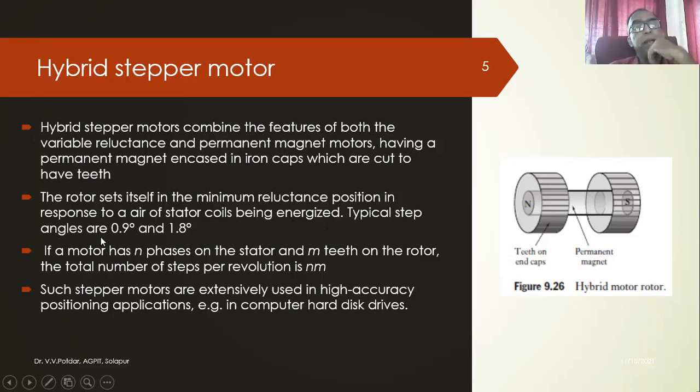Typical step angles obtained in this hybrid stepper motor are 0.9 degree and 1.8 degree. See, it can provide me the highest resolution, 0.9 degree, close to 1 degree of angular positional change. So I can have more number of steps while attaining different angular positions. If a motor has n phases on the stator and m teeth on the rotor, the total number of steps per revolution is n times m.